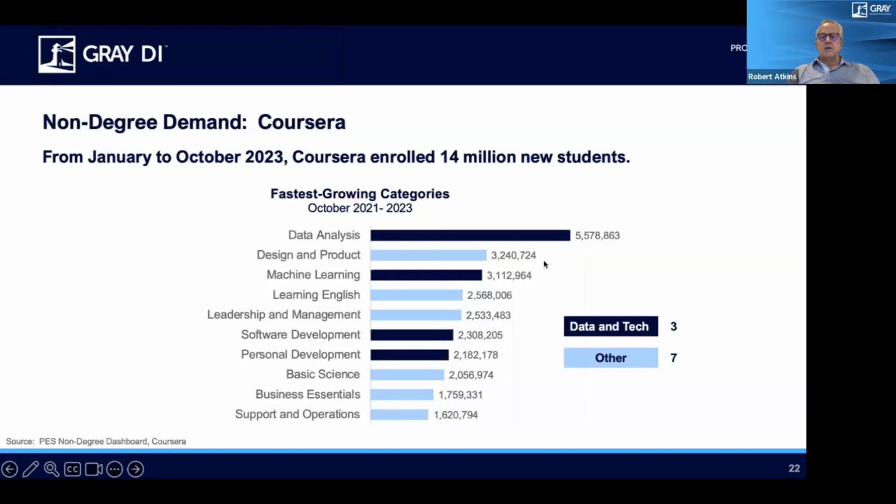Coursera, while smaller, has a more diverse set of programs, and students are interested in a wider variety of topics. We've also got a significant level of interest in design and product. Learning English, I think this is typically English as a second language for foreign students. Leadership and management, basic science, business essentials, and support and operations.